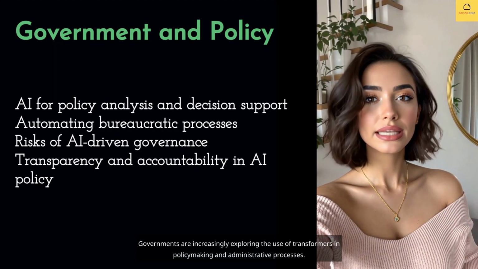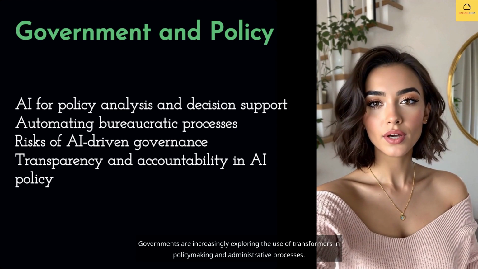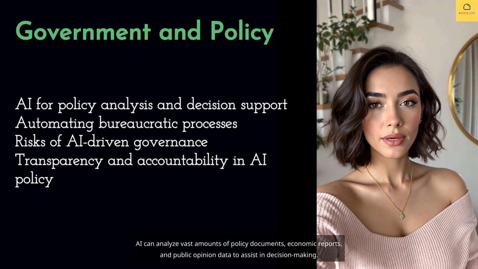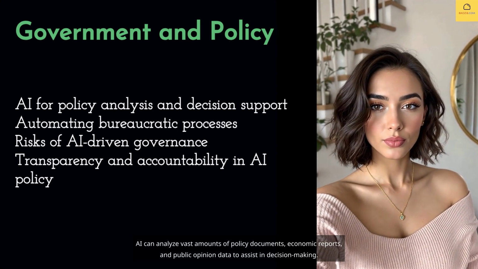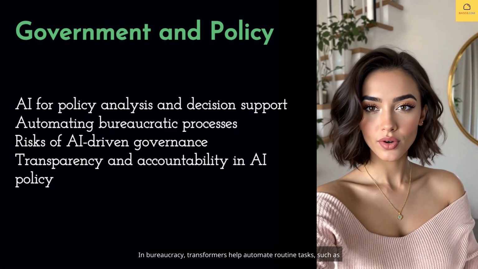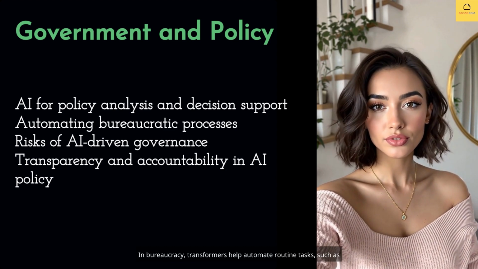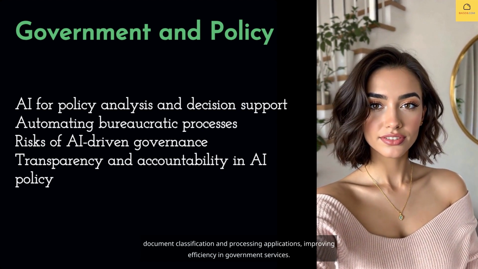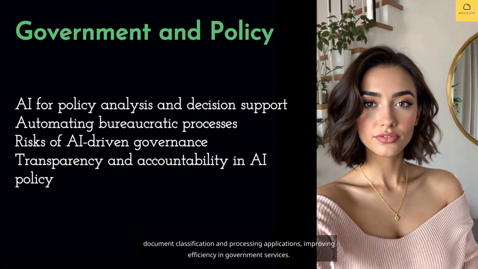Governments are increasingly exploring the use of transformers in policymaking and administrative processes. AI can analyze vast amounts of policy documents, economic reports, and public opinion data to assist in decision-making. In bureaucracy, transformers help automate routine tasks, such as document classification and processing applications, improving efficiency in government services.